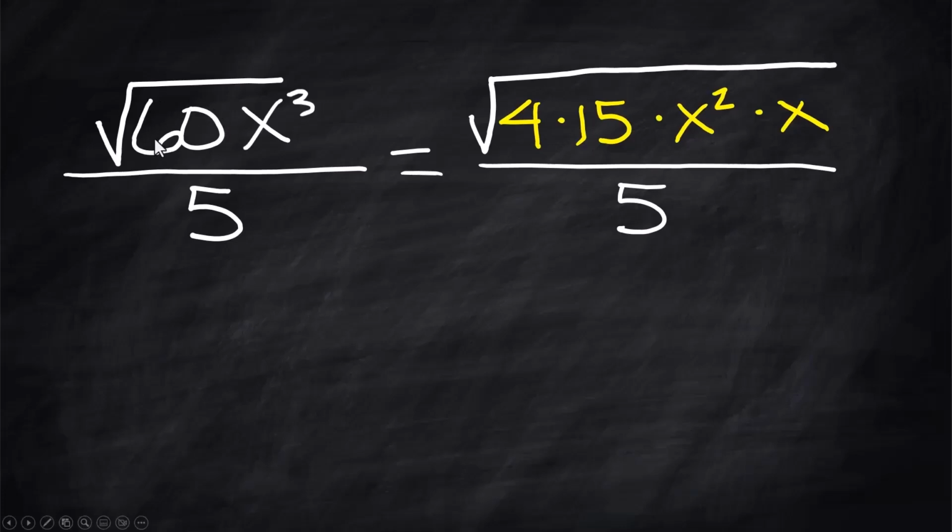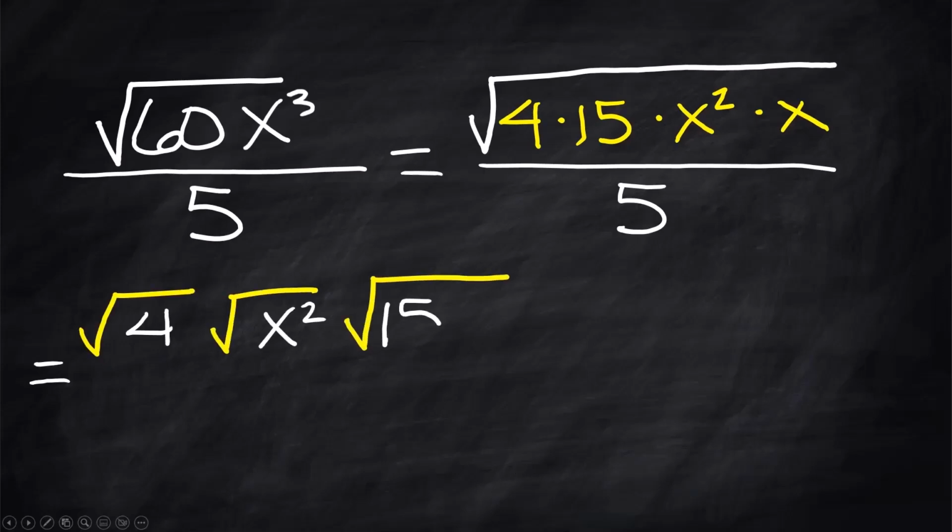I broke 60 down, and it has factors. I could have used 2 times 30, but neither 2 or 30 are perfect squares. There's more than one way you could have broken that down. I was just going for a perfect square, and I ended up with 4 times 15. 4 is a perfect square, 15 is not. Then this x cubed, I rewrote that as x squared times x. Again, I'm looking for perfect squares if I'm taking square roots. And then the 5 just came along for the ride.